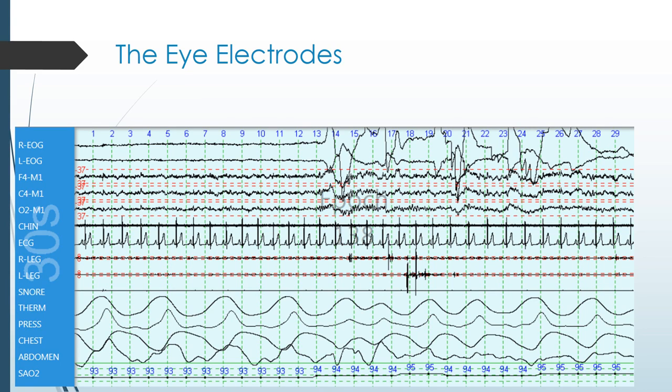This is an epoch of stage R, which is otherwise known as stage REM. This is your lightest stage of sleep. This is your dreaming sleep. This is when your brain is highly active, but your muscles are paralyzed. Your chin is very quiet right now, and you see your eye movements moving around in the head very rapidly. So let's take a look at what that means and how the system does this. Let's go to the next slide.